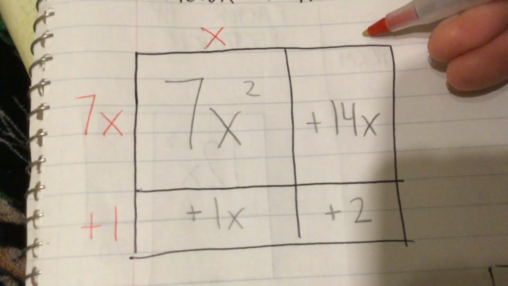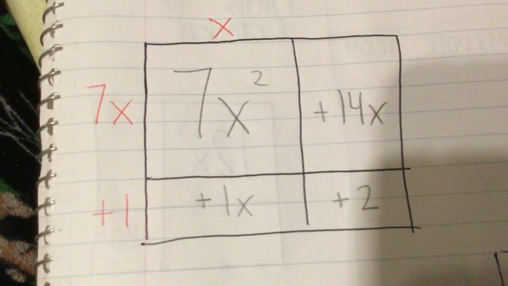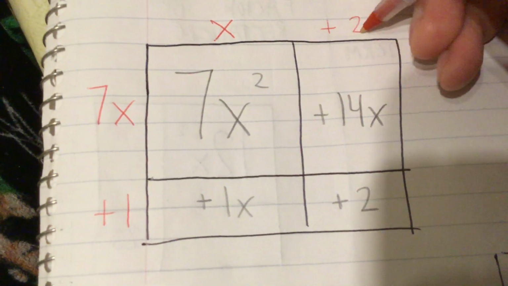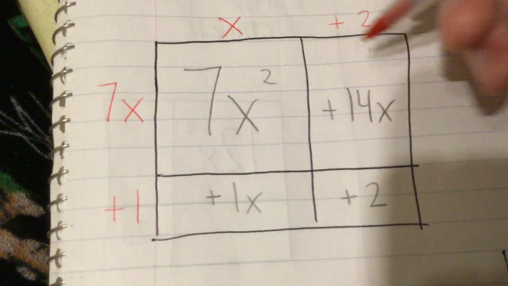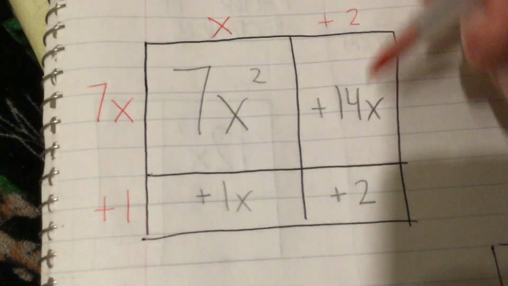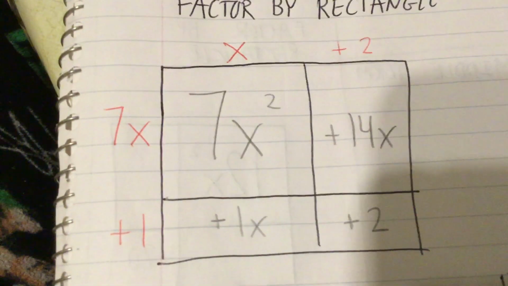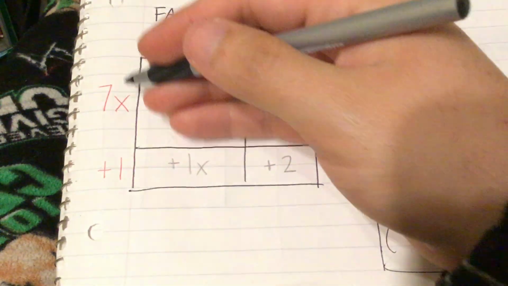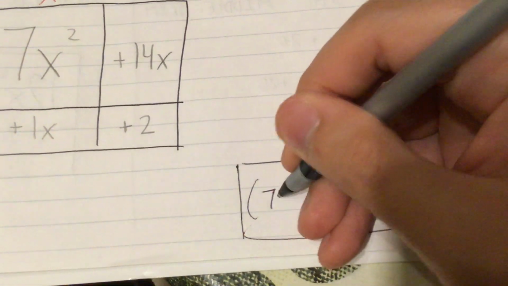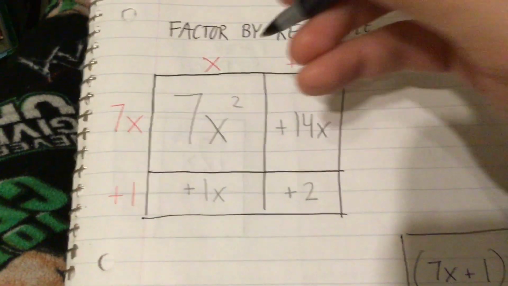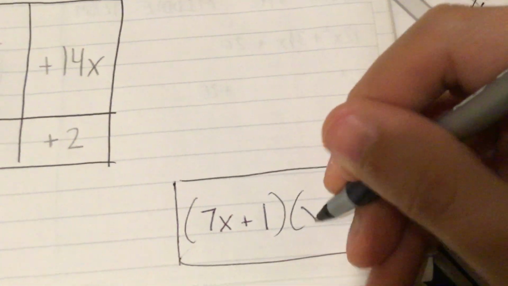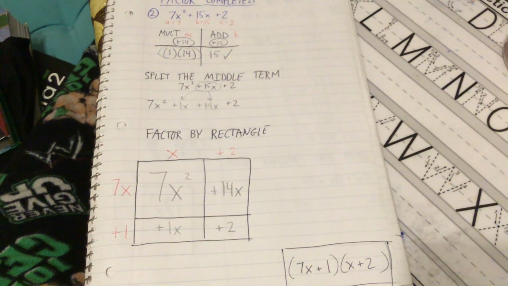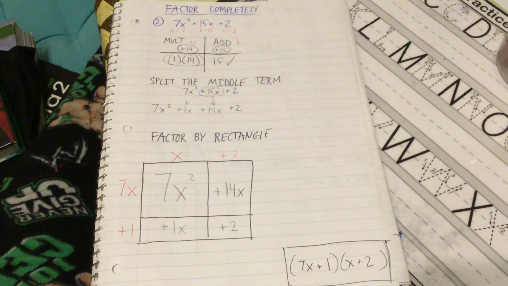7x times what is positive 14x? Positive 2. 7x times 2 is 14x. Check your work. Is 1 times 2, 2? Yes. So therefore, I can factor this whole thing into 7x plus 1 times x plus 2. And that's how I get my solution. That's how I factor this quadratic trinomial.